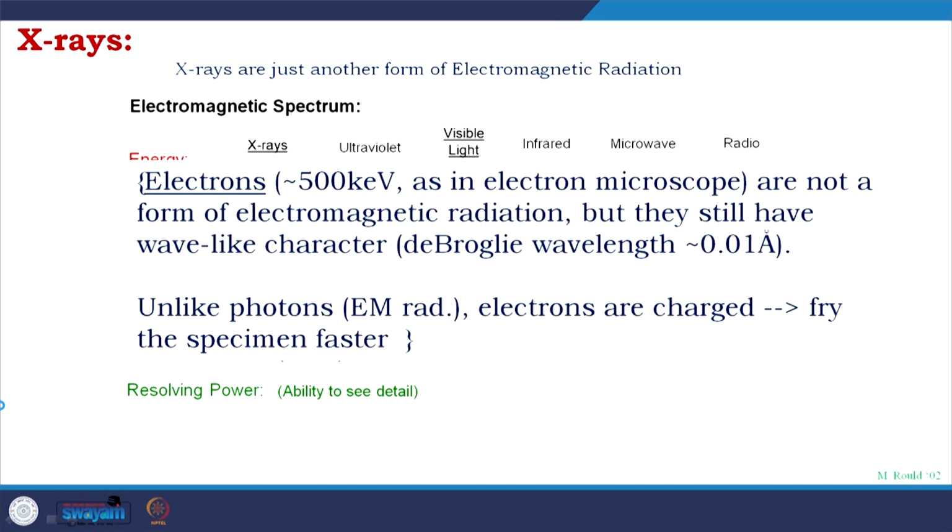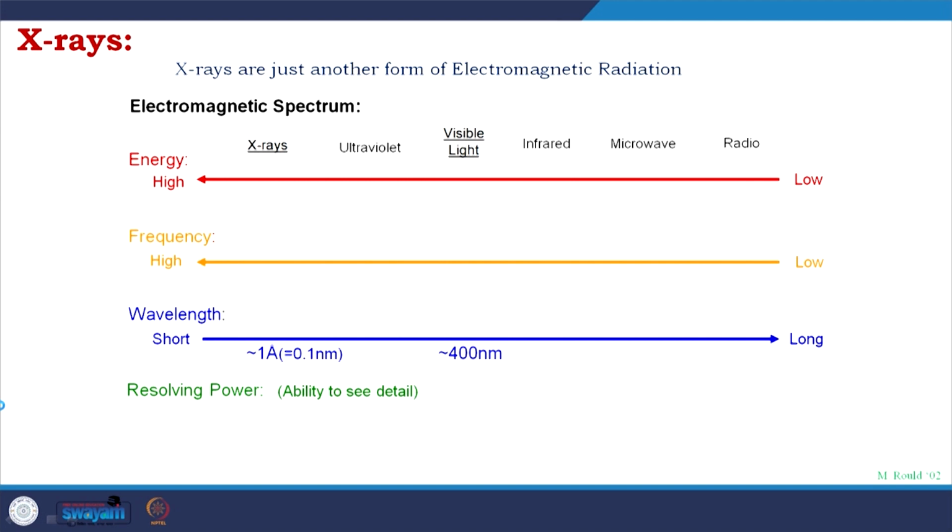So, electrons, as in electron microscope, are not a form of electromagnetic radiation, but they still have wave-like character which is needed for this. And in de Broglie, if you see, the wavelength is 0.1 angstrom. Unlike photons, electrons are charged, so they fry the specimen faster. So, the two things you are going to look at here: the energy for X-ray is high and X-ray could damage the protein. So, these are two negative points, disadvantages of this technique, which we are going to discuss later.